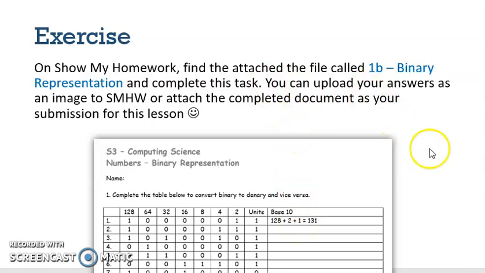You can upload your answers as an image to Show My Homework if you're just writing in a jotter or on a notepad or anything, or attach the completed document as your submission for the lesson. So you can download the task sheet that I've uploaded, edit it with your answers, make sure your name's on it, and then upload it as your submission. If there's any questions or concerns regarding this work, just add a comment onto the notification, and I'll try my best to help you through it.